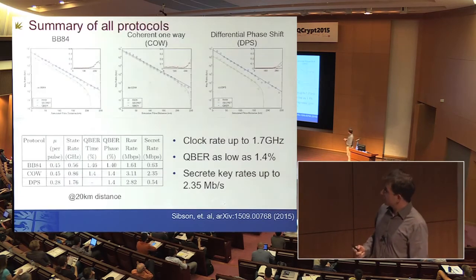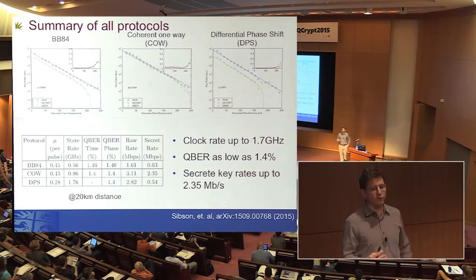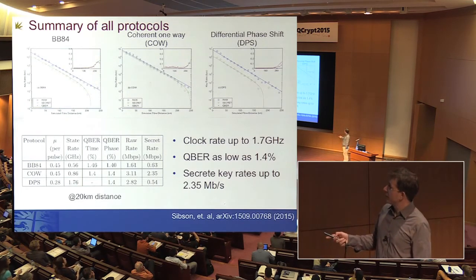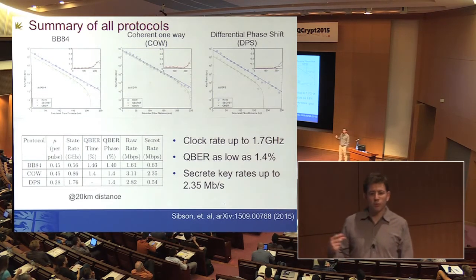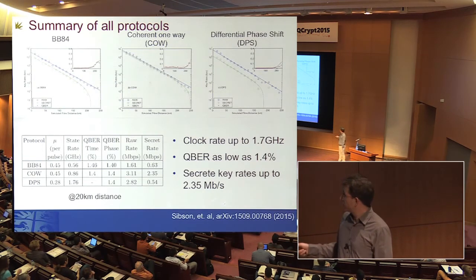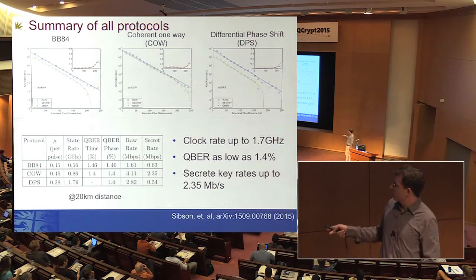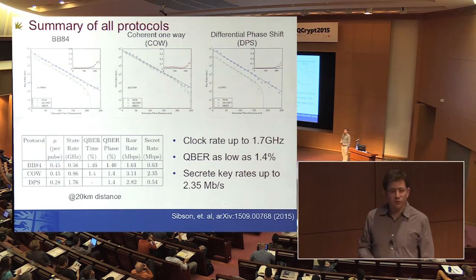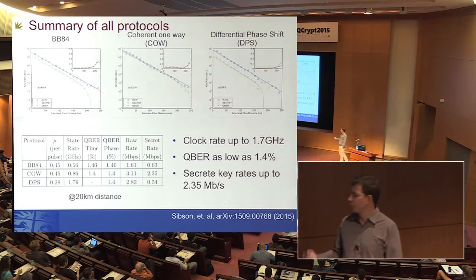We've also, because of the reconfigurability of the device, not looked at just the BB84 protocol, but we can run pretty much any protocol we want on this device. And so we've reconfigured it to allow us to look at the coherent one-way protocol and the differential phase shift key protocol. Again, getting really good performance from each of these different protocols. So we're operating devices up to clock rates of around 1.7 gigahertz. We're getting bit error rates as low as 1.4%. We're getting key generation rates of up to 2.35 megabits per second. So all in all, very high-end performance from these devices.